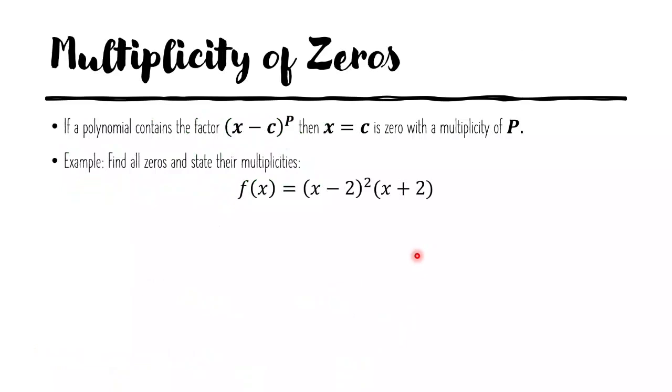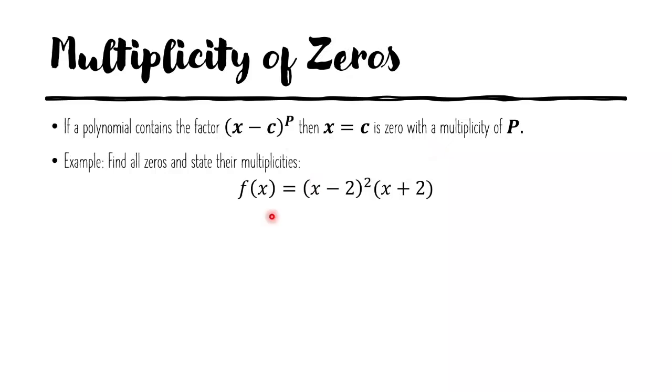Now, one characteristic of zeros is going to play an important role in how we actually graph these functions. If a polynomial contains the factor x minus c to the p, then x equals c is a 0. So we just talked about that fact. If you have a 0, you must have a factor, x minus that number. If that factor has an exponent on it, that is the multiplicity of the 0. The multiplicity of the 0 basically tells us how many times we see that exact same factor that gives us that exact same 0.